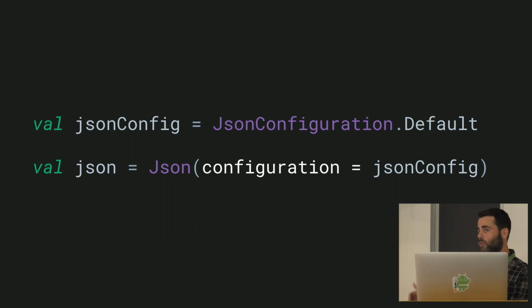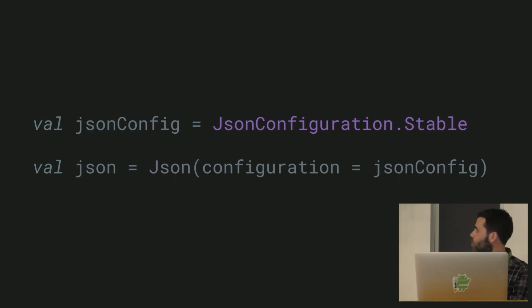You can create your own configuration, but there are a couple of standard ones that come out of the box. The one that's recommended is JsonConfiguration.Default. However, it is subject to change from version to version. There is another one, JsonConfiguration.Stable, which is guaranteed to stay the same from now until version 1.0. At the moment, the stable and the default implementations are actually the same, so it doesn't really matter what you use, but that's not guaranteed to stay the same.